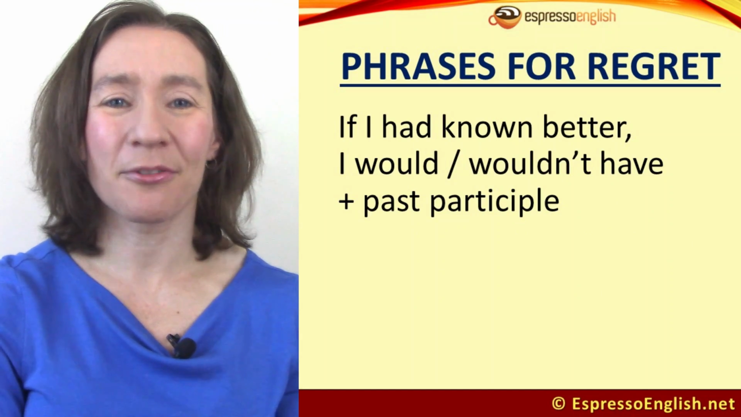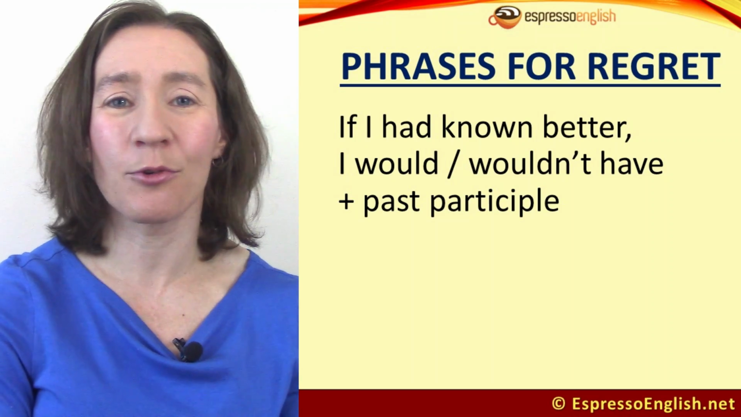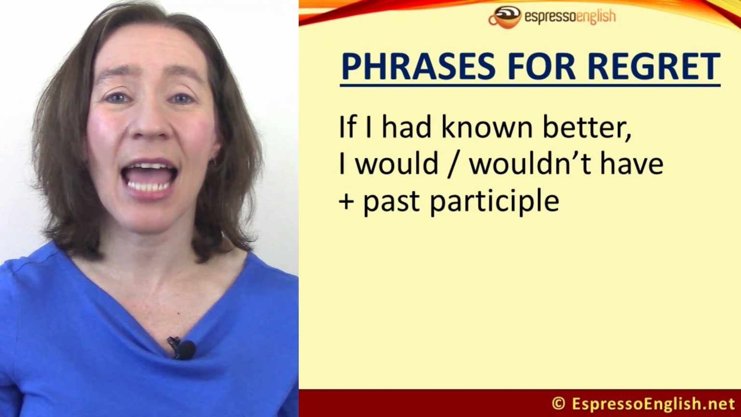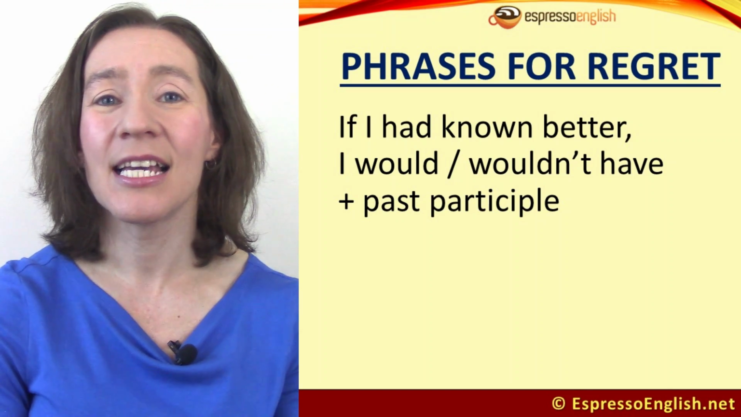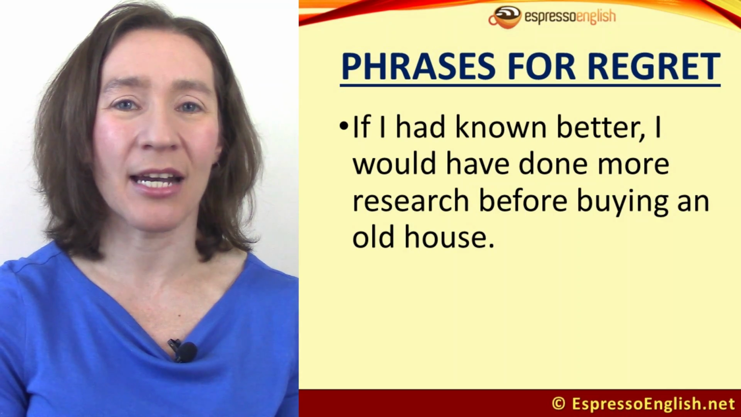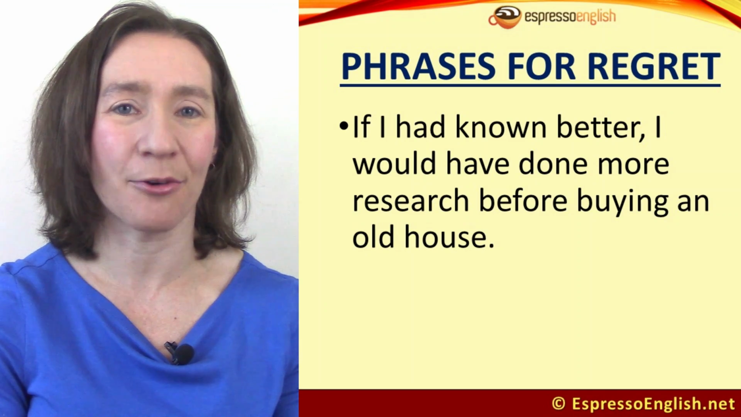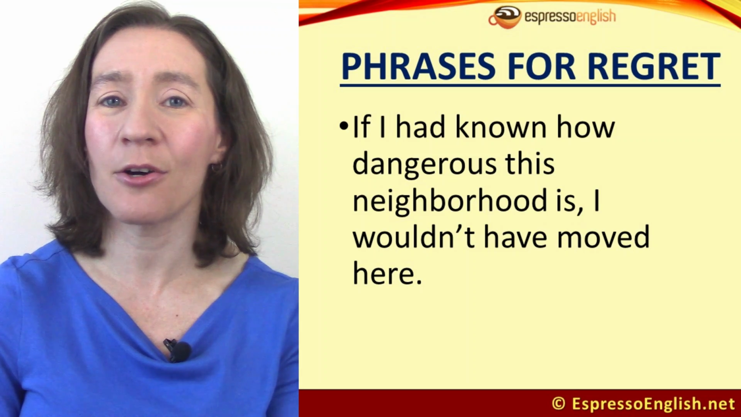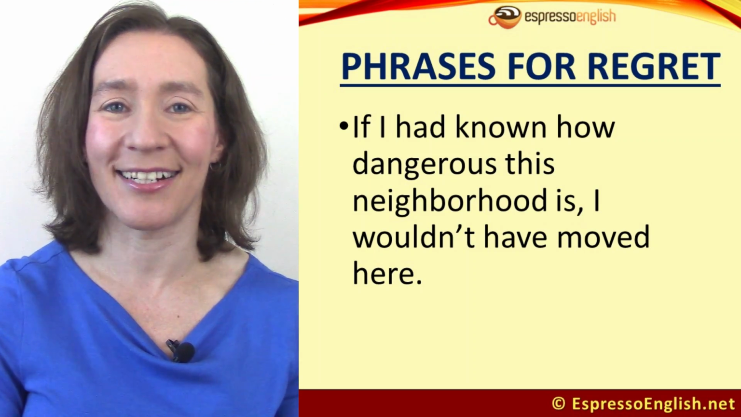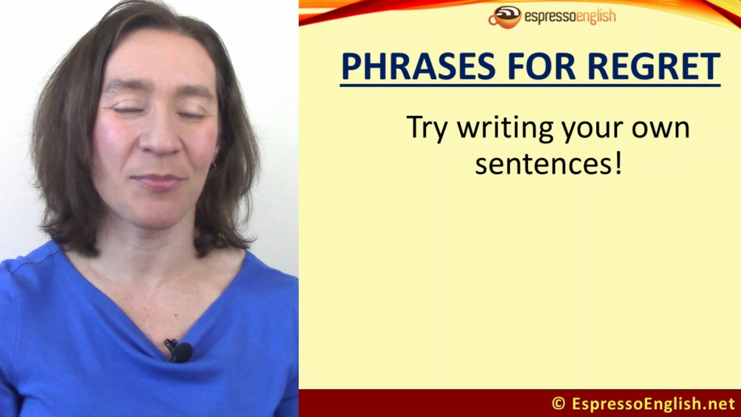A somewhat similar phrase is, if I had known better, I would have or I wouldn't have, plus the past participle. This is saying that if you had had more information in the past, you would have made a different decision. If I had known better, I would have done more research before buying an old house. If I had known how dangerous this neighborhood is, I wouldn't have moved here. That's a little bit more of an advanced sentence structure, but go ahead and try to make your own example.